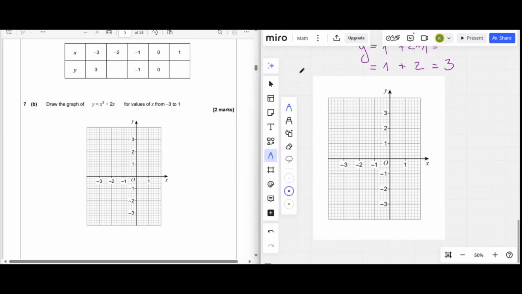All right, so the first point, -3 and 3. -3 and 3 coordinates, so that will be here. Another one, -2, and it was 0, so here. -1, -1, so there. And then 0, 0, so there. And 1, 3.